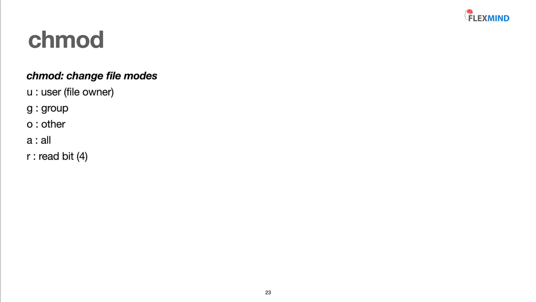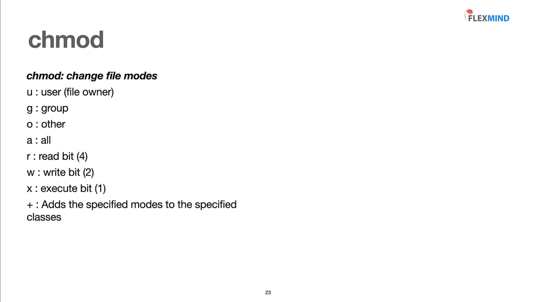Now this is the who. Now what permission do they have? They have a read permission, which we call r, as you saw in rwx, and its decimal value is 4. I will show you why I am showing you this decimal value as well. w is for write, x is for execute. Now plus adds the specified modes to the specified class. You don't need to worry about this, but if you see a plus at the end of that particular output, then you should try to understand what it is.